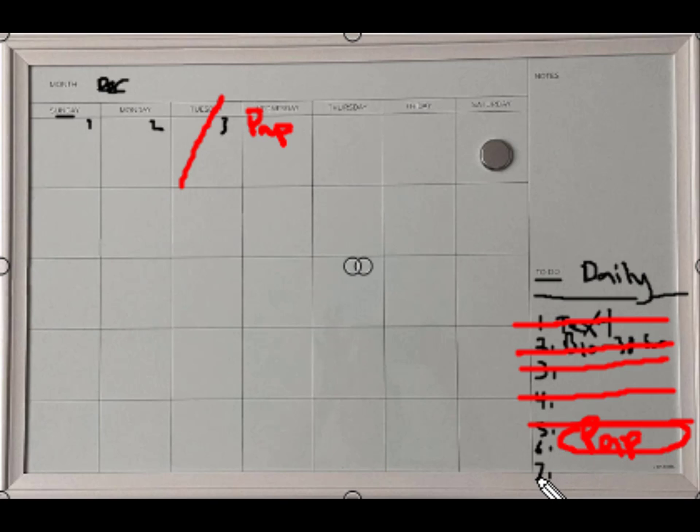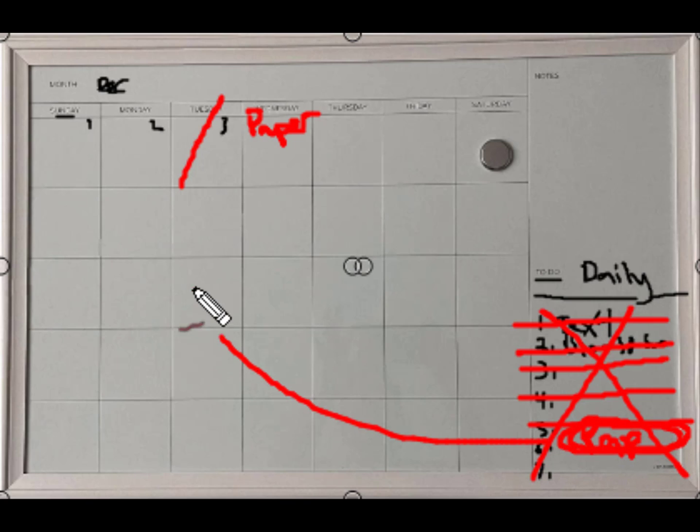Then you can erase all of this daily stuff, and now we're on to the next day, which would be Wednesday. Keep in mind that you've got your paper at the top of the list in red. What you want to do is circle the stuff that you didn't finish and put it over here on the top, so you know that's something that you've got to go ahead and finish.